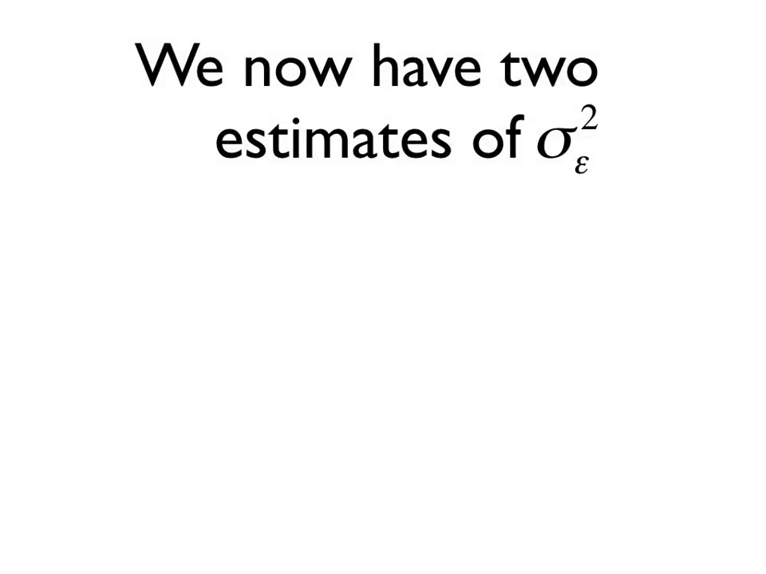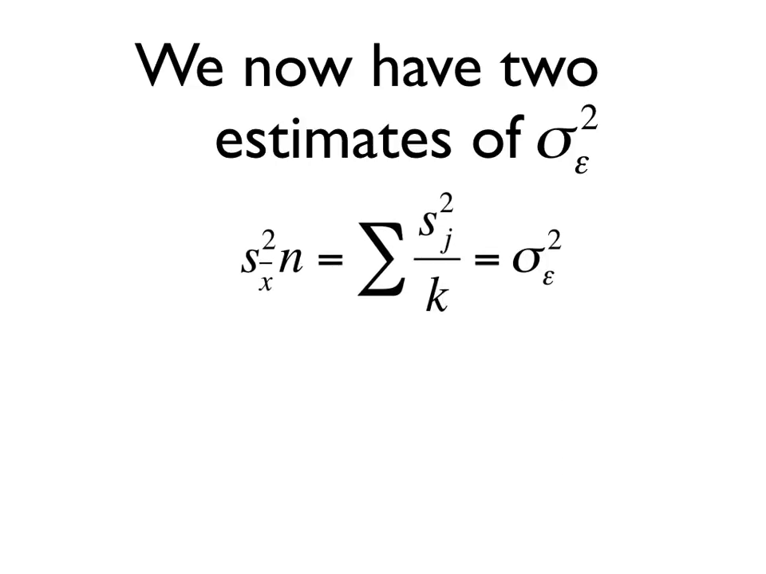So we have two separate estimates of sigma squared sub epsilon. Two separate estimates. Not one, not three, but two. Both of these things that we derived here, sigma squared sub x bar times n, and the sum of s squared sub j, where j goes from 1 up to k, divided by k, both equal sigma squared sub epsilon. Both those two things we figured out in the last two slides, both equal the same thing, but they're calculated independently, which is neat.